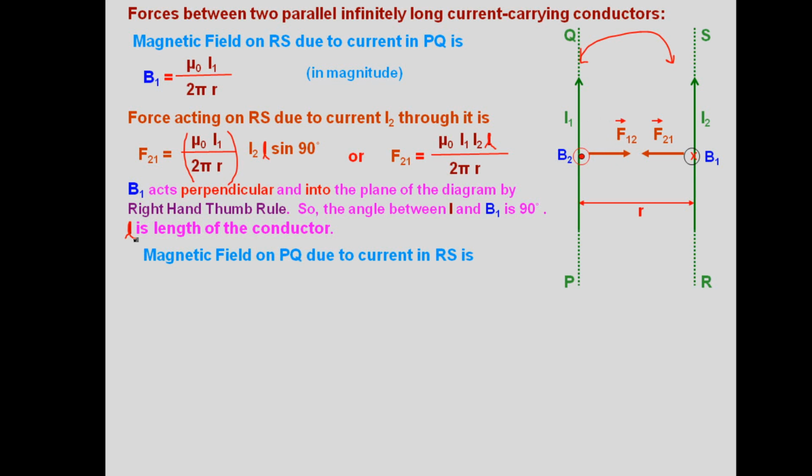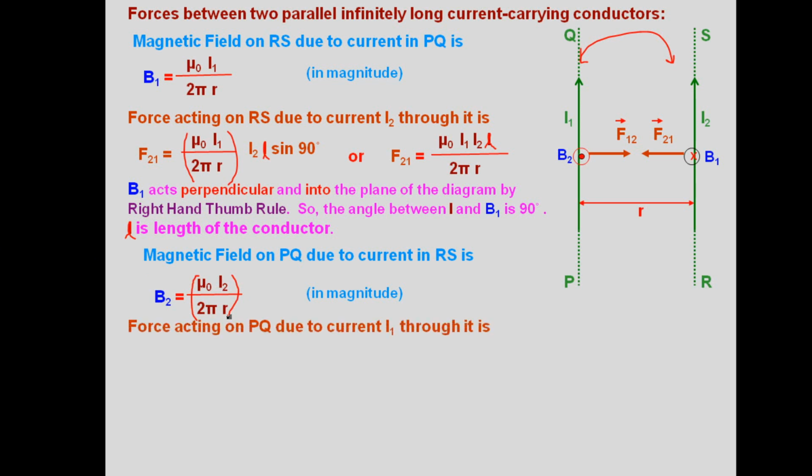So the magnetic field on PQ due to RS, this is the reverse. In reverse we are finding the expression. So the magnetic field due to the second conductor will be mu naught I2 upon 2 pi A. This is in magnitude. And the force acting on PQ due to current I1 through it is again BIl, where this time it is B2, current I1, and general length we are taking as L. The angle is 90 again because of the direction. So it will become this expression.